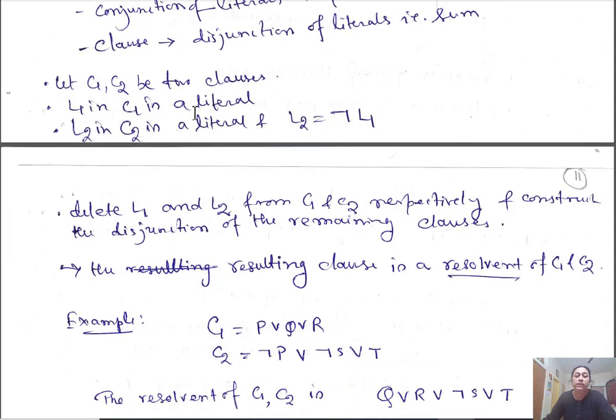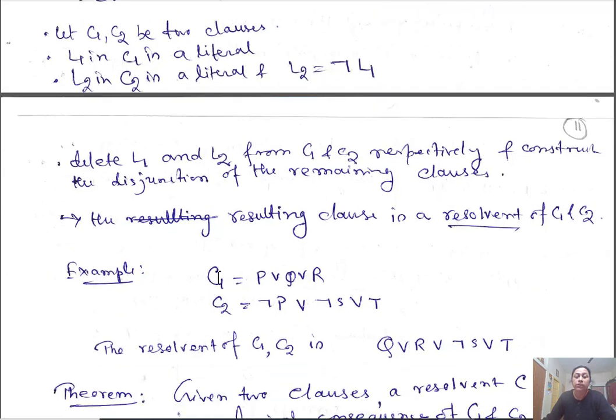So the resolvent is obtained in this way. Suppose C1 is the clause P or Q or R, and C2 is the clause negation of P or negation of S or T. Here C1 has P and C2 has negation of P. Therefore, the resolvent of C1 and C2 will be Q or R or negation of S or T. This is called the resolvent.